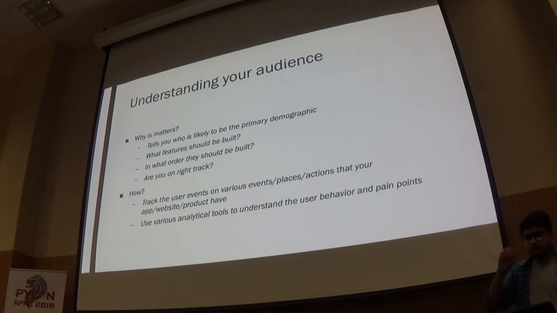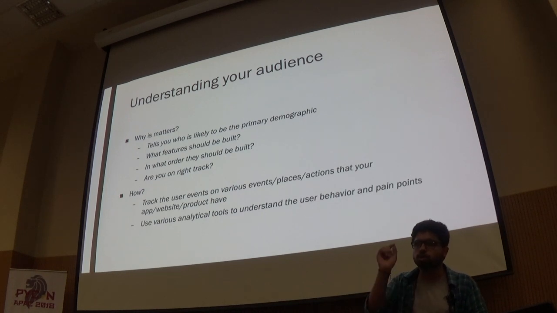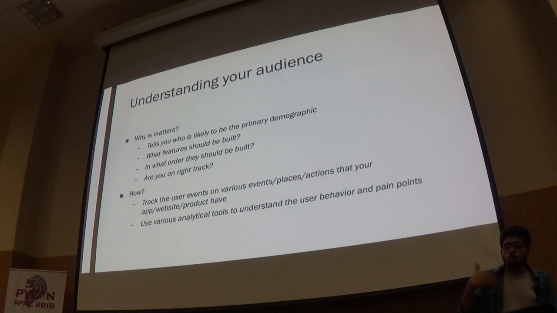Why does it matter? It tells you exactly who your primary demographic is, who you should target to generate the maximum value. What features should you build? In what order should they be built? The order is the most important key part when you're building a successful product-based company. And are you on the right track? You are delivering features, but your engagement and your app metrics are not going up. Why? And how can you do that?